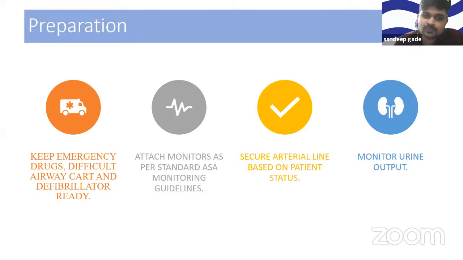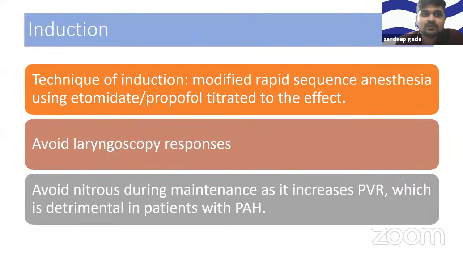Attach monitors as per ASA standard monitoring guidelines. Secure arterial line based on patient status and monitor early urine output. The technique of induction would be modified rapid sequence induction using either etomidate or propofol titrated to the effect. Ketamine and thiopental are usually avoided because they can cause tachycardia.